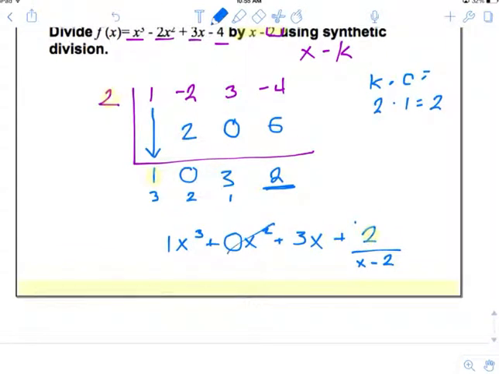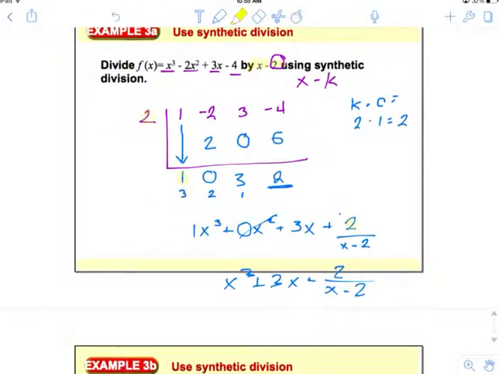So if you wanted to simplify this as much as possible, you could say x to the third plus 3x plus 2 over x minus 2. And that's it. So it's definitely less steps than using traditional division, but again, you can only use synthetic division when your divisor is in this form of x minus k.